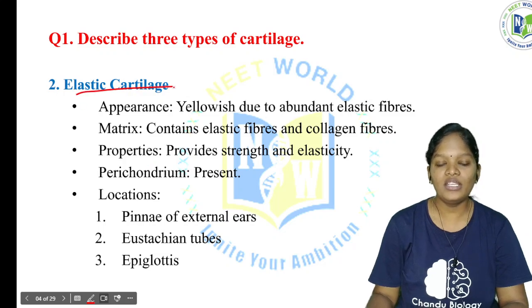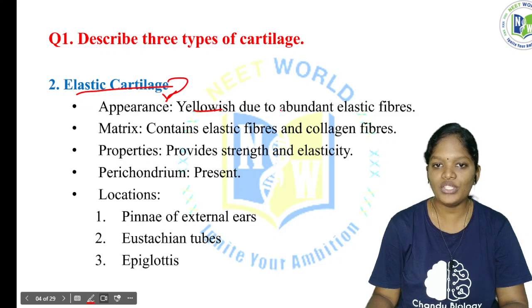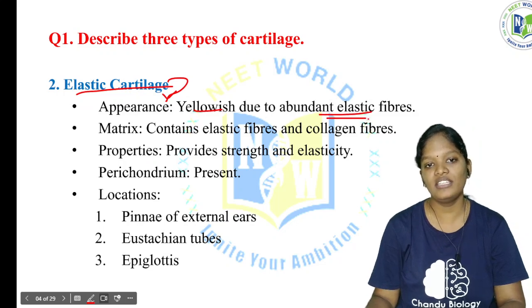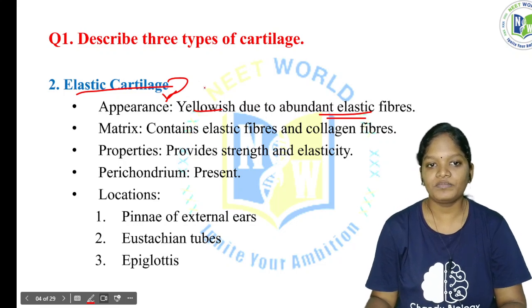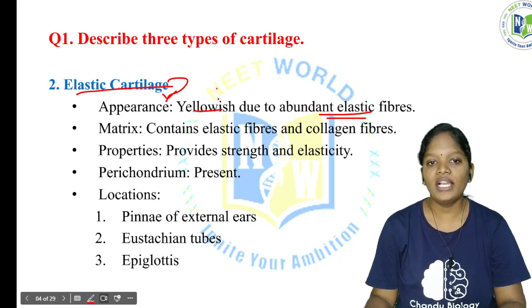Now elastic cartilage. Elastic cartilage appears yellowish due to the abundant elastic fibers. So you should know it is yellow in color. Why? Because what is the name of the fibers present in the elastic cartilage? That will be the elastic fibers.